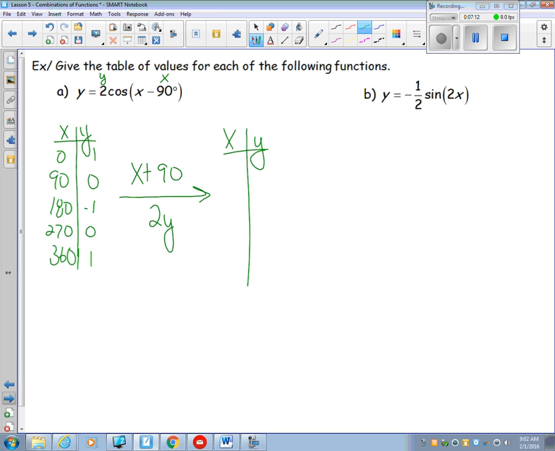Okay, my new table would be 90, 180, 270, 360, 450. Add 90 to each of them. Y's times 2: 2, 0, negative 2, 0, 2. And I could graph that if I needed to. Okay, so some keys there. Remember, the things inside the brackets are x's. X's do the opposites. Things outside the brackets are y's, and y's do exactly what they look like. Okay, try the second one yourself, see if you can figure it out.